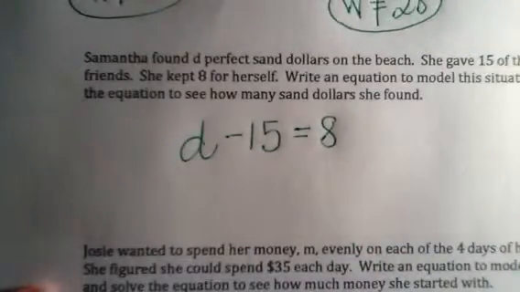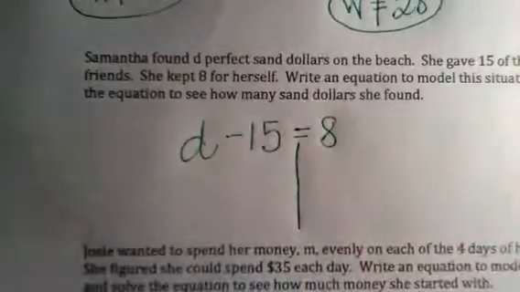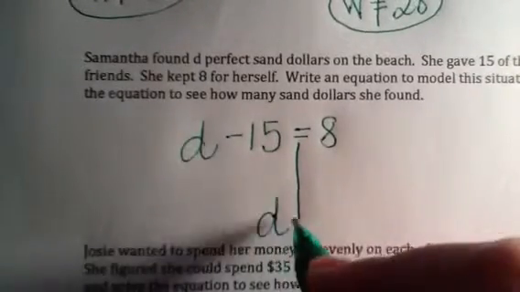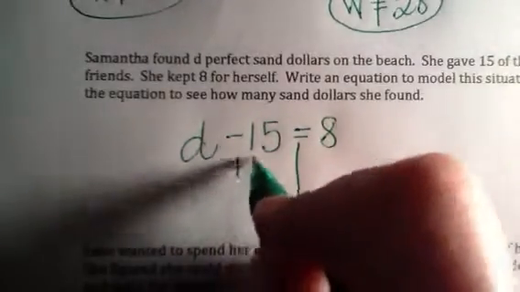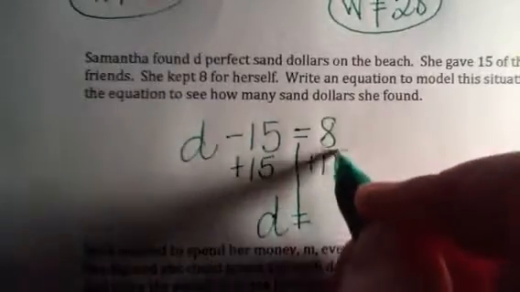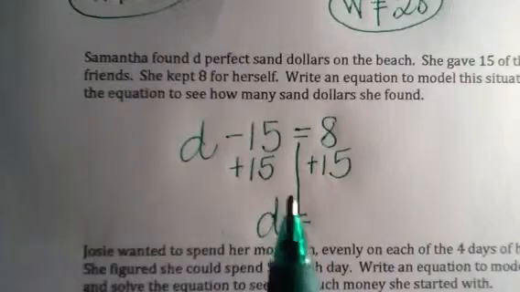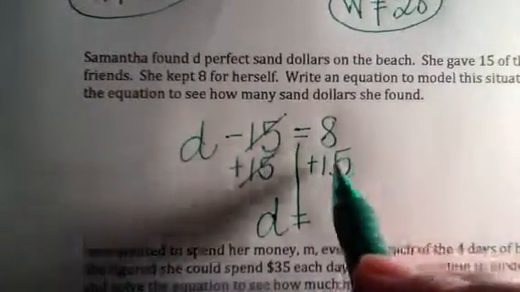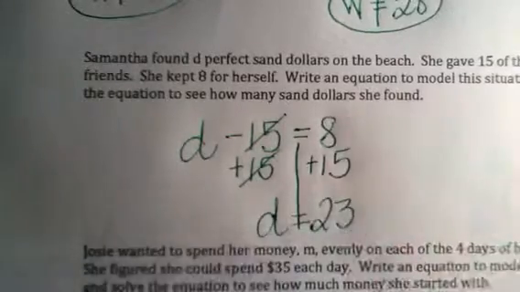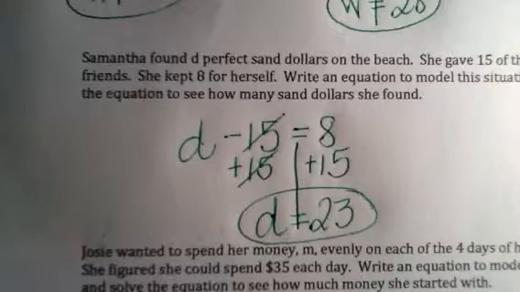So we wrote an equation, and then it also says solve the equation. Just like we did above, we'll solve the equation, try to get the variable by itself, and we're going to do that by undoing the minus 15. That means we'll add 15 to both sides. We have to keep our equation balanced, so we do the same thing on both sides. Minus 15 and plus 15 cancel out. 8 plus 15 is 23, and we'll know that she started with 23 sand dollars.